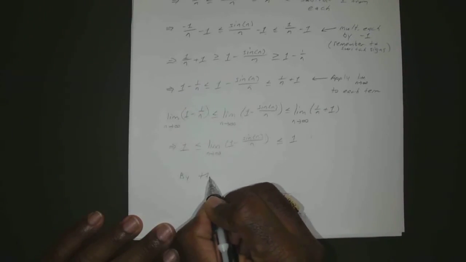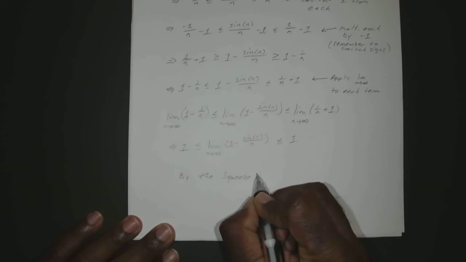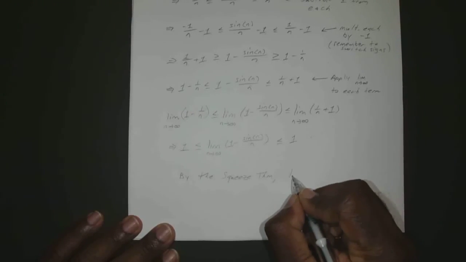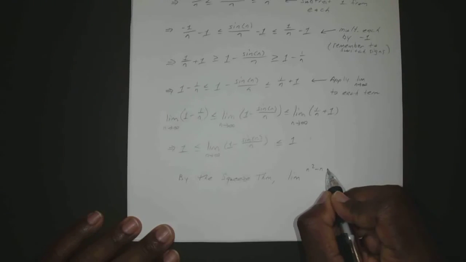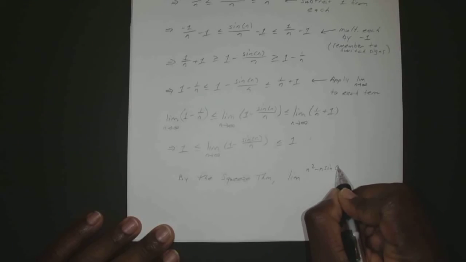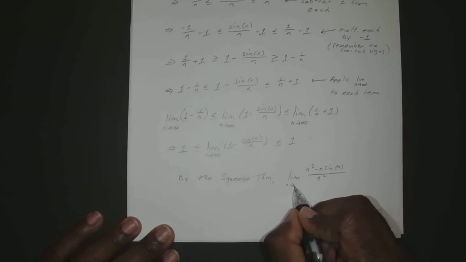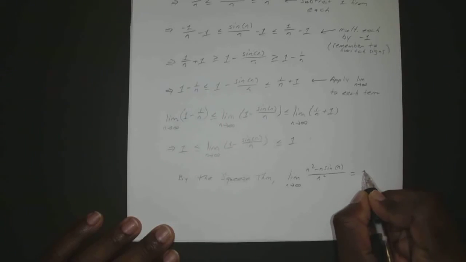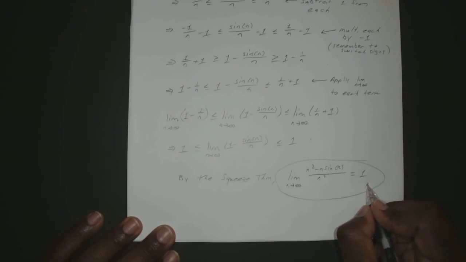Okay, so by the squeeze theorem, the limit of n squared minus n sine of n over n squared as n approaches infinity is equal to 1. So you know it converges.